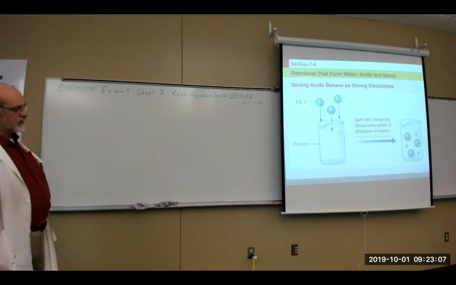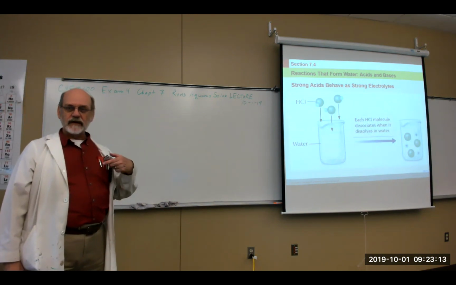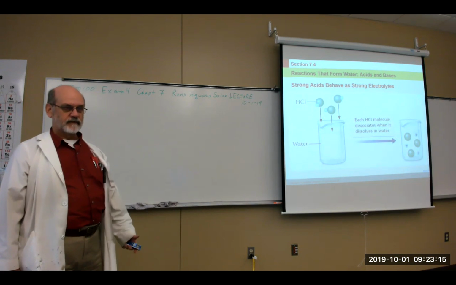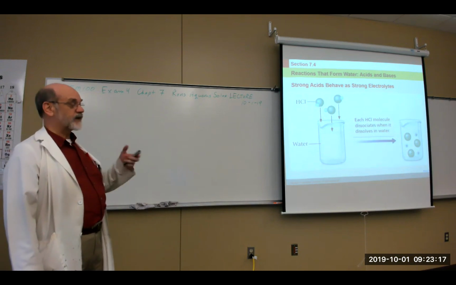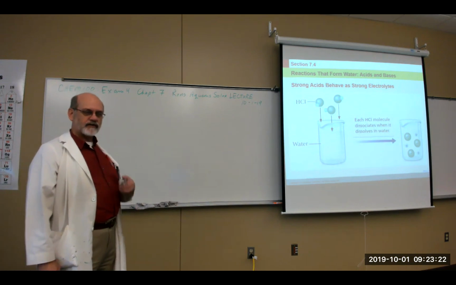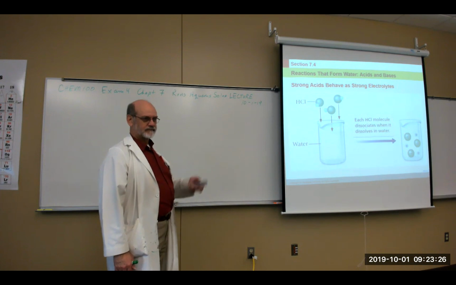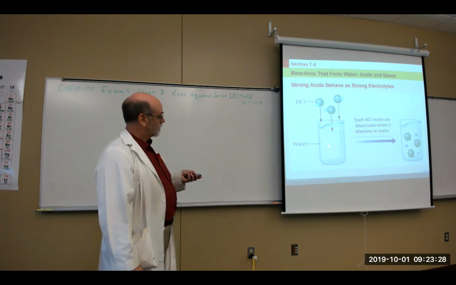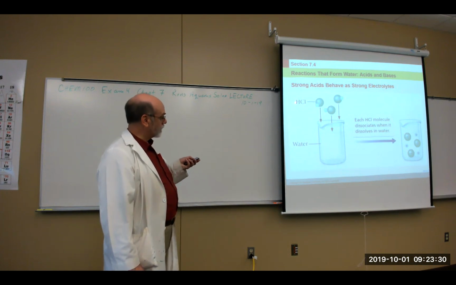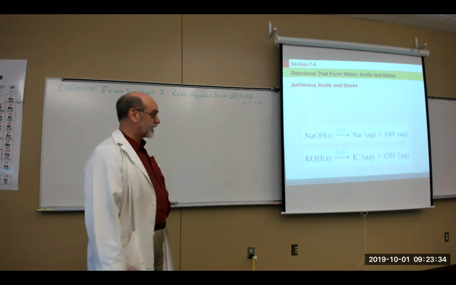So that's what happens when they go into solution. You get those individual ions. And that's why if you put one of these strong acids in water, it will conduct electricity. So this acid is a strong electrolyte. Before, our example of electrolyte was sodium chloride. But in this case, the ions are that proton and that chloride ion. But it's still an electrolyte.